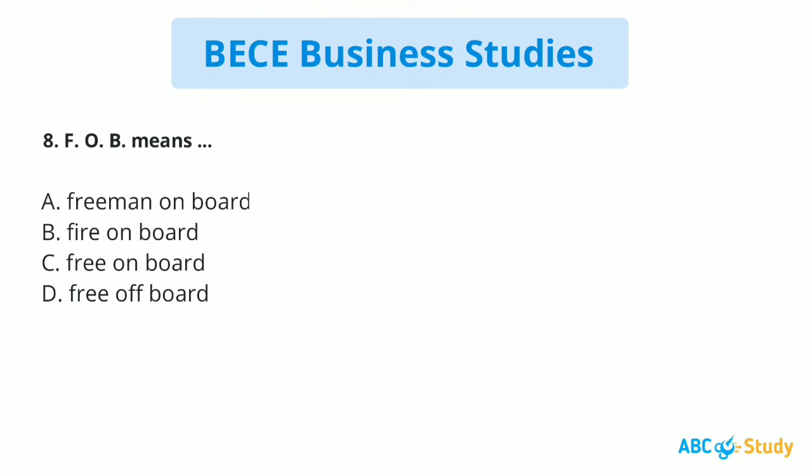Question number 8. We have FOB, which is actually a shipping term. I'm talking about shipping your goods from one country to another. As you can clearly see on the board, it is free on board. Just like I said, it's a shipping term. It's a term used to indicate who is at loss for goods damaged or destroyed during shipping. That's what we mean by free on board.